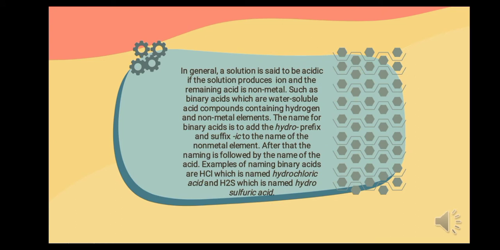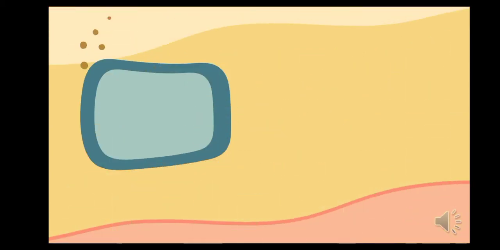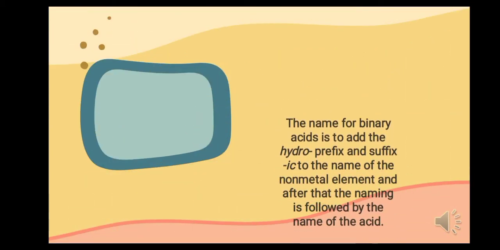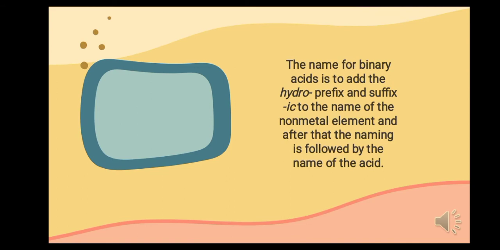The following is the second paragraph in my essay, which is also the first body. In this paragraph, I discuss binary acid naming. For binary acid, we will add the hydro prefix and the -ic suffix, after which the acid name is followed. In this paragraph, we can see an example, namely hydrochloric acid.